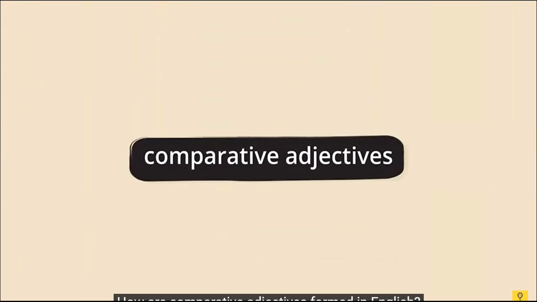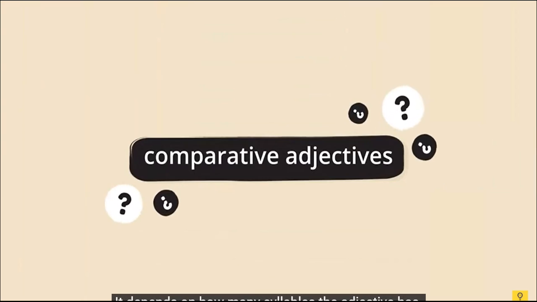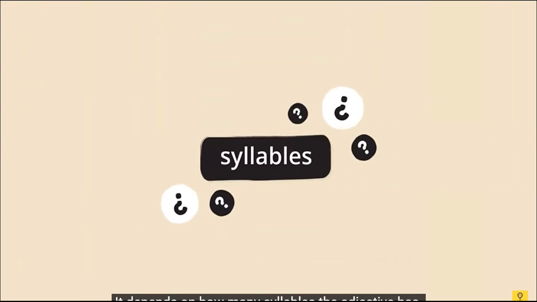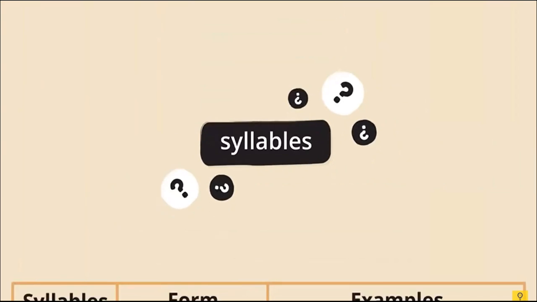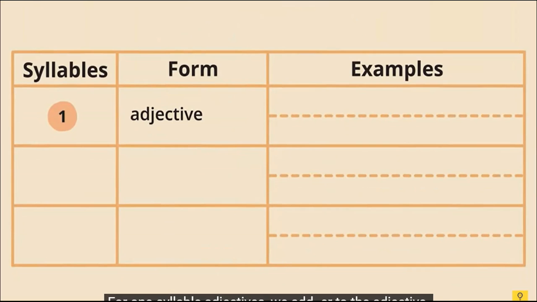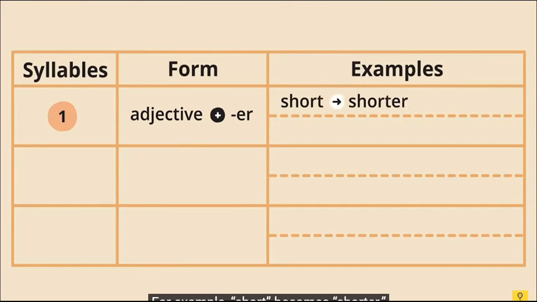How are comparative adjectives formed in English? It depends on how many syllables the adjective has. For one-syllable adjectives, we add -er to the adjective. For example, short becomes shorter. If the adjective ends in a consonant-vowel-consonant pattern, we double the final consonant before adding -er. For example, big becomes bigger.